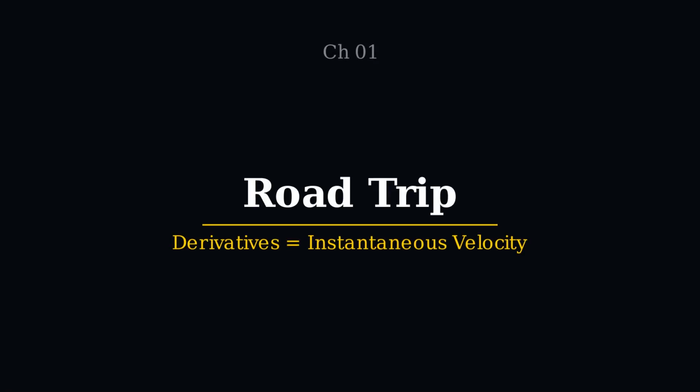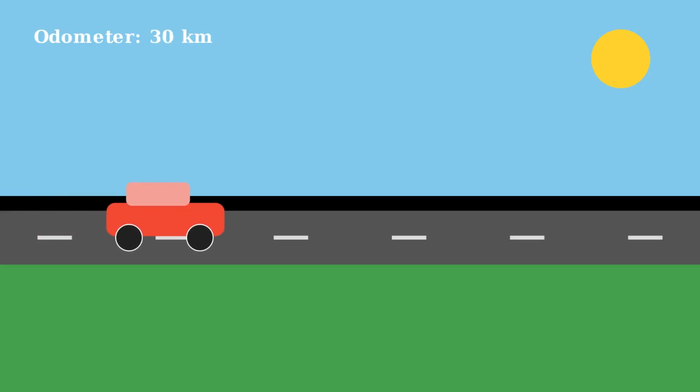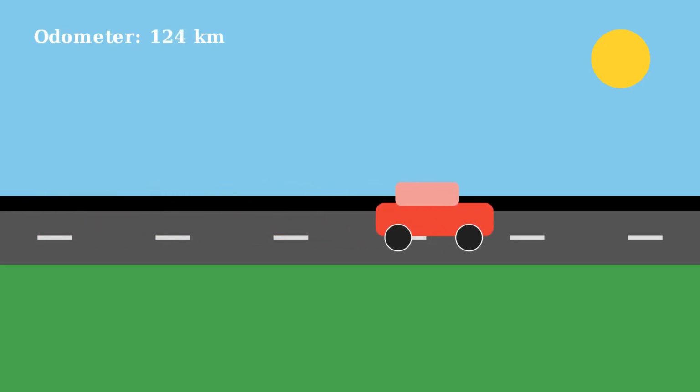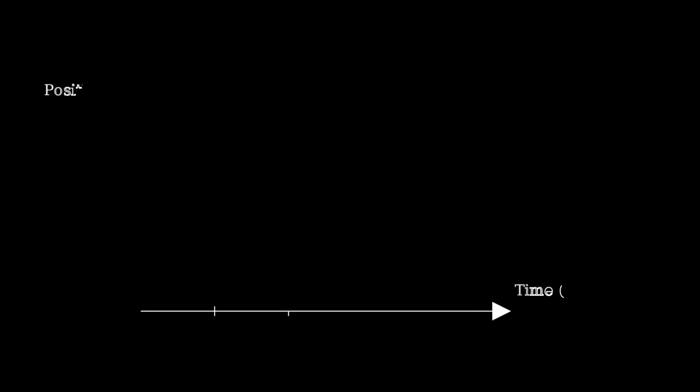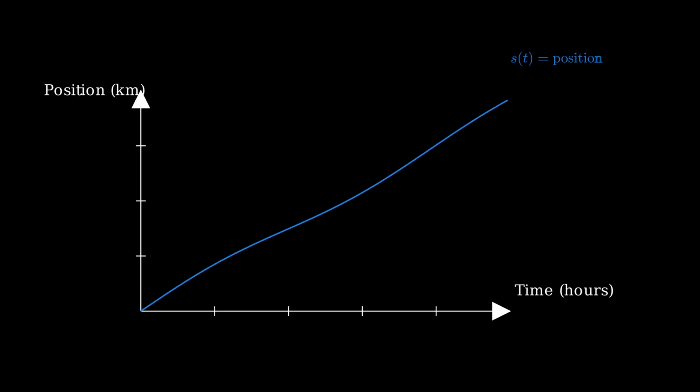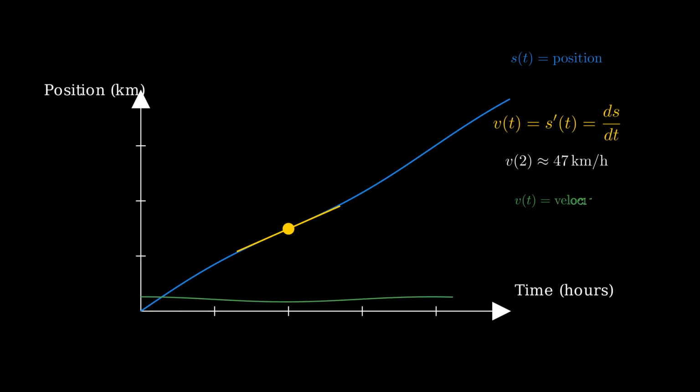Alright, let's start simple. You're on a road trip. You've got your phone on the dash, GPS running, and the odometer ticking up. After 2 hours you've covered about 120 kilometers. So your average speed was 60 kilometers per hour. Easy, but here's the thing. You weren't going 60 the whole time.